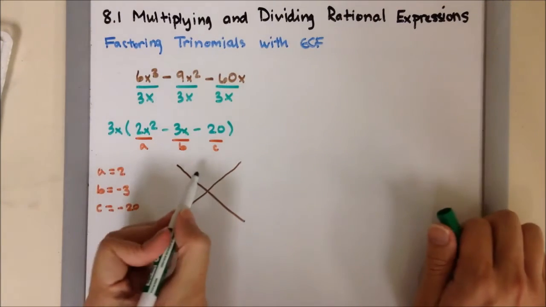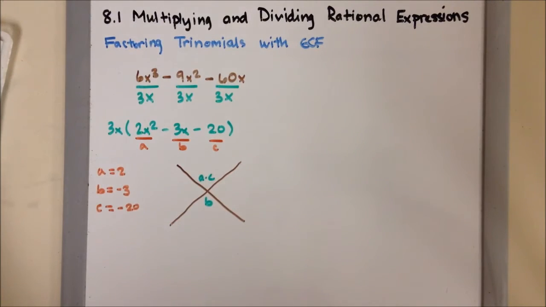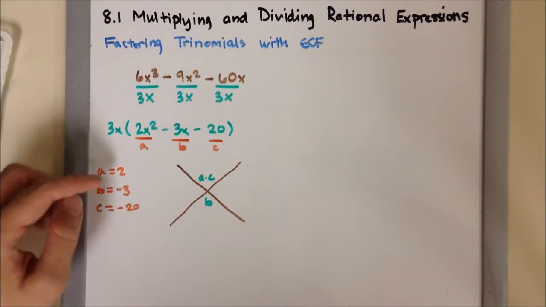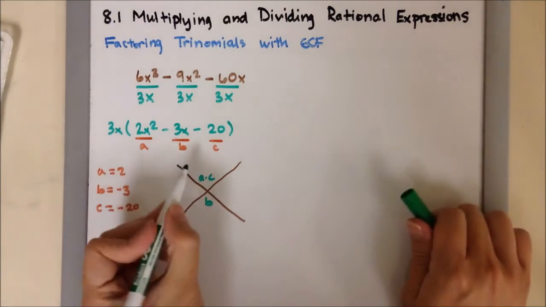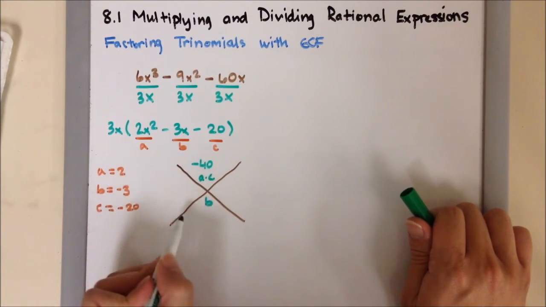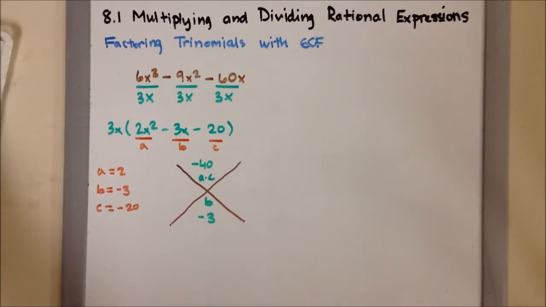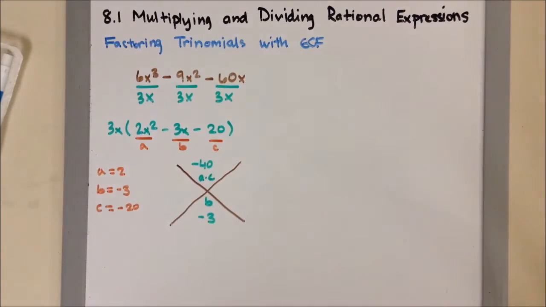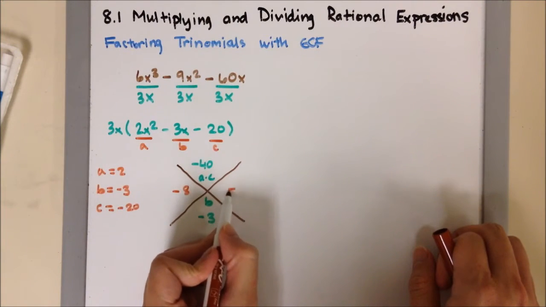So again, the top is A times C, and the bottom is B. So at the top, we're going to do 2 times negative 20, which is negative 40. And then the bottom, B, is negative 3. Since we are finding two factors that multiply to negative 40, meaning one is negative, one is positive, the sum and difference between those two factors is negative 3. So the possible factors are negative 8 and positive 5.